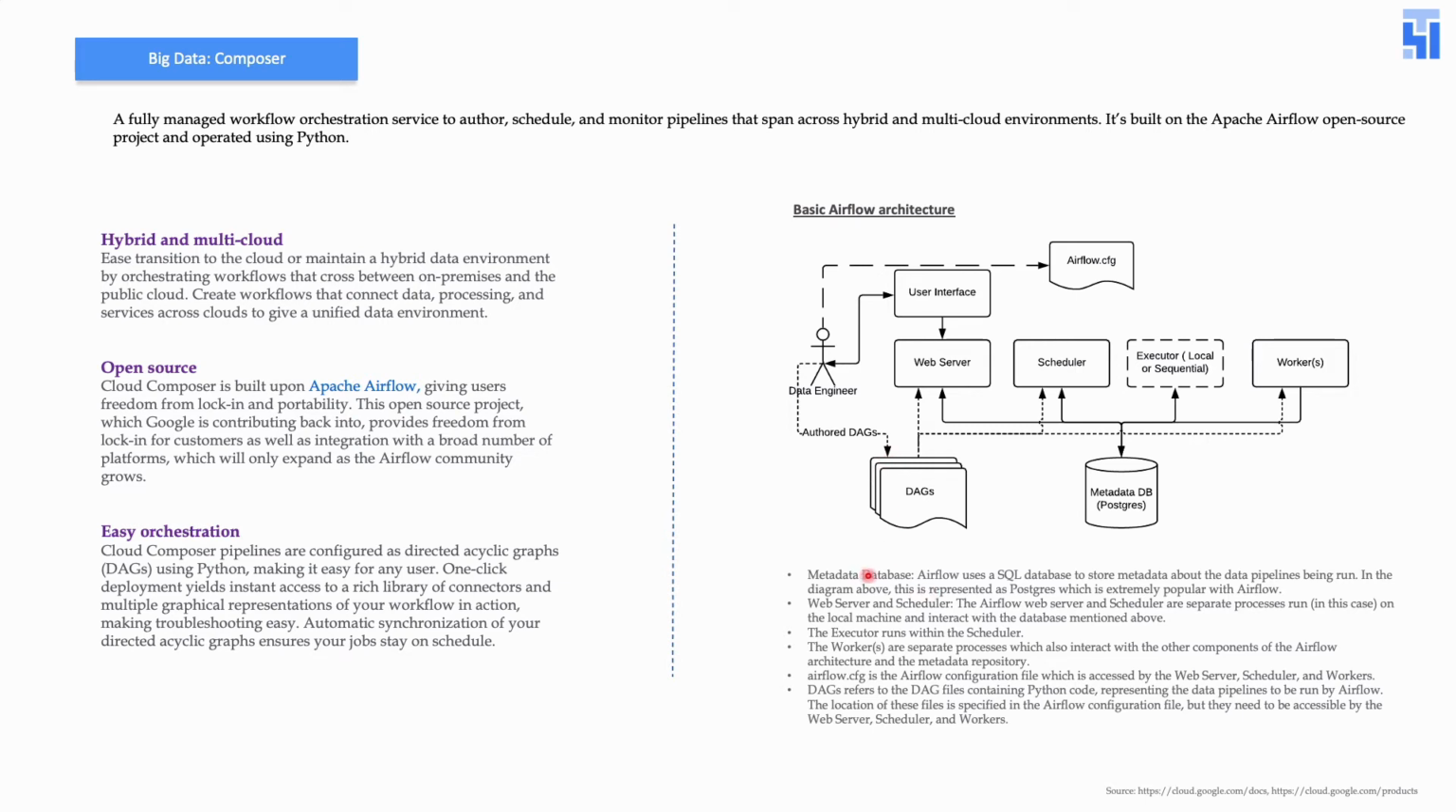The metadata database stores the metadata about the data pipelines that are being run. Postgres is pretty famous with Airflow as a metadata database. Then you have the web server and scheduler. The Airflow web server and scheduler are separate processes run on the local machine and interact with the database mentioned above. The executor runs within the scheduler.